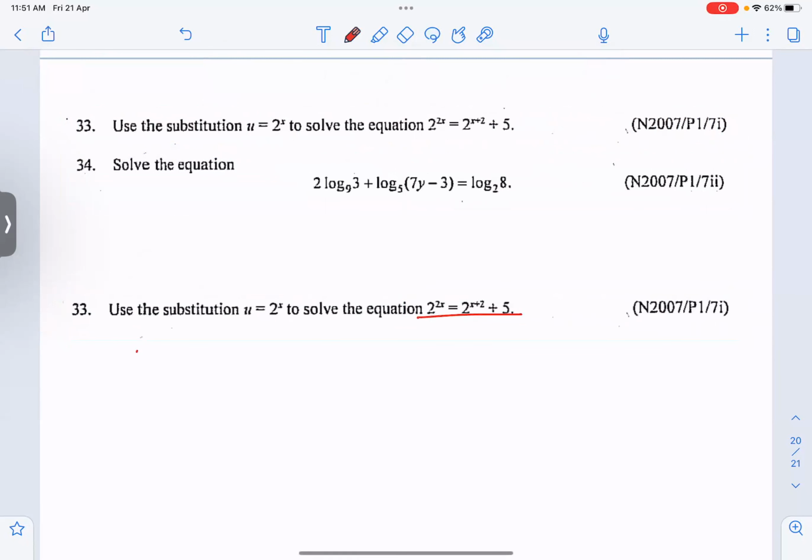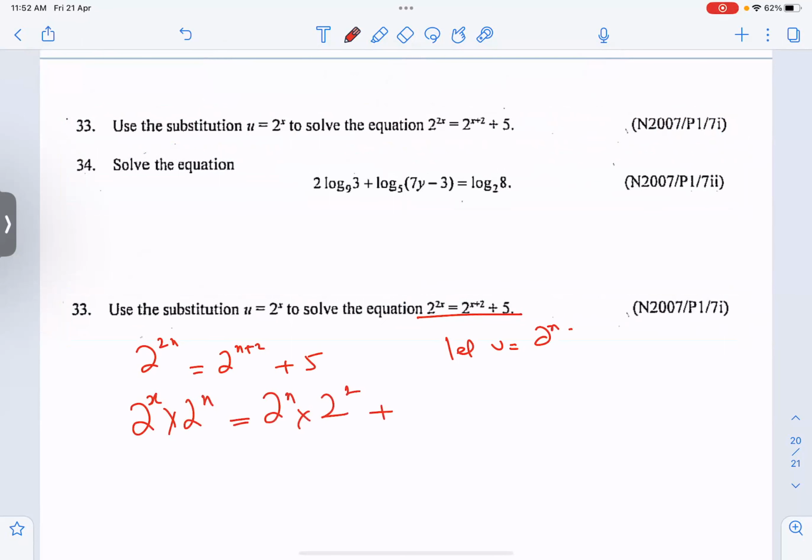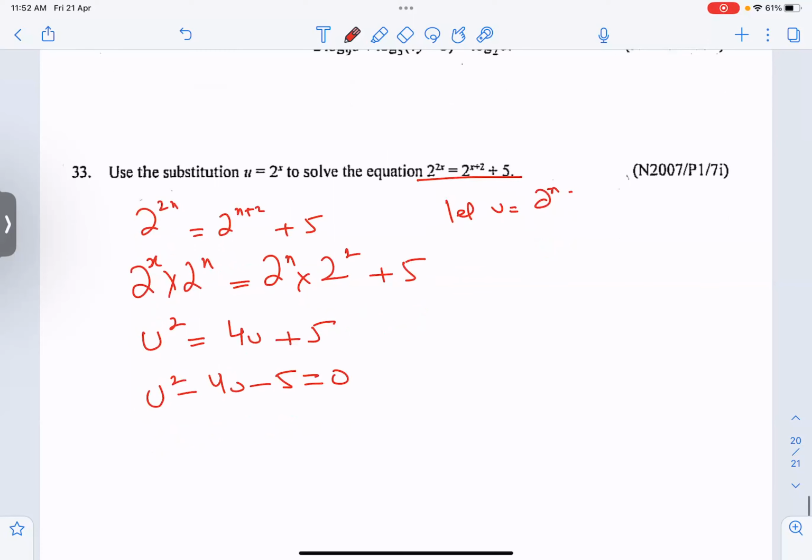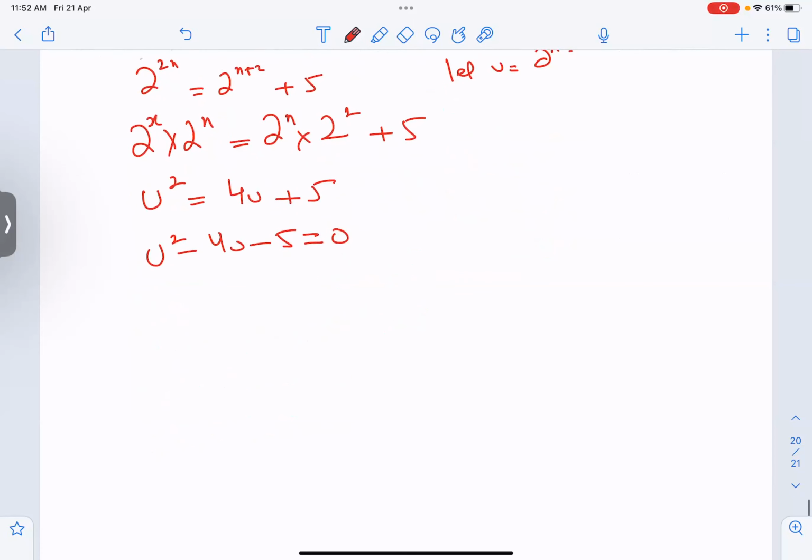Okay. 2 to the power 2x equals 2 to the power x plus 2 plus 5. Let u equal 2 to the power x. This will become 2 to the power x into 2 to the power x equals 2 to the power x into 2 to the power 2 plus 5. Okay, 2 to the power x is u, so it becomes u square equals 4u plus 5. Everything on one side: u square minus 4u minus 5 equals 0. Break the middle term now. Is there any step which is not clear? Let me know.